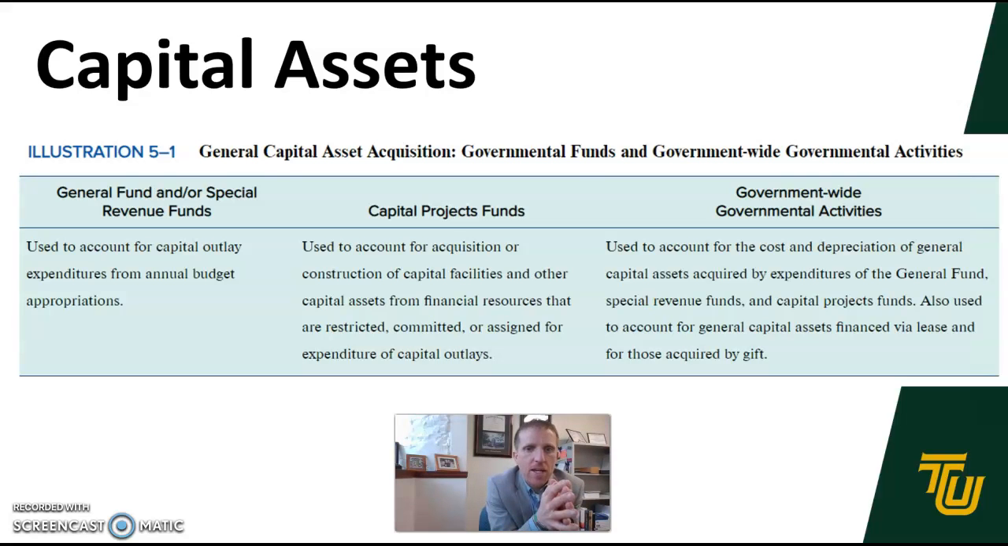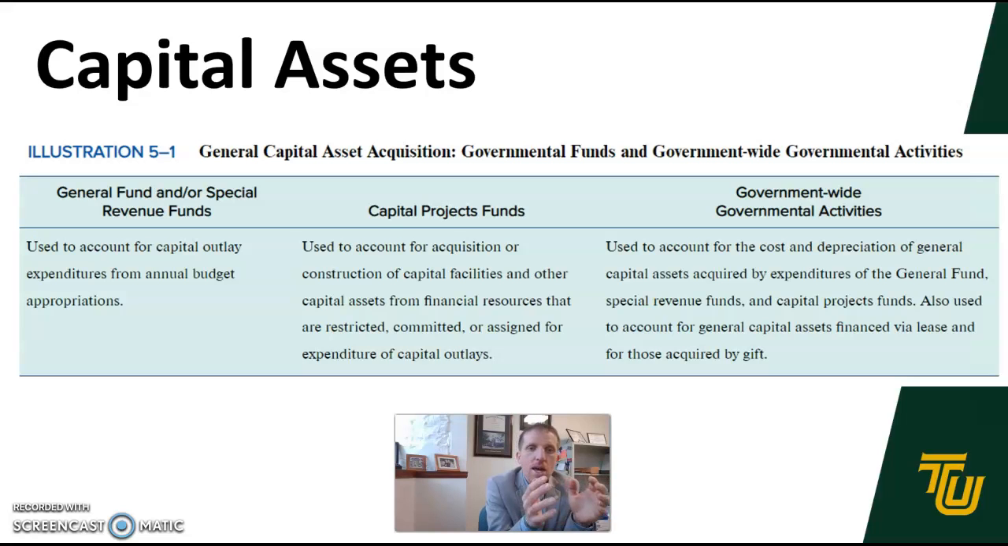so there's that phase of the acquisition and procuring, if you will, those capital assets. So how does that work within the different funds within the government? Let's take a look at this illustration, and then let's put some context around that. The general fund or the special revenue fund is used to account for the capital outlay expenditures from the annual budget appropriation. So what was set aside and established within that budgeting process is going to be facilitated through that general fund or special revenue fund.